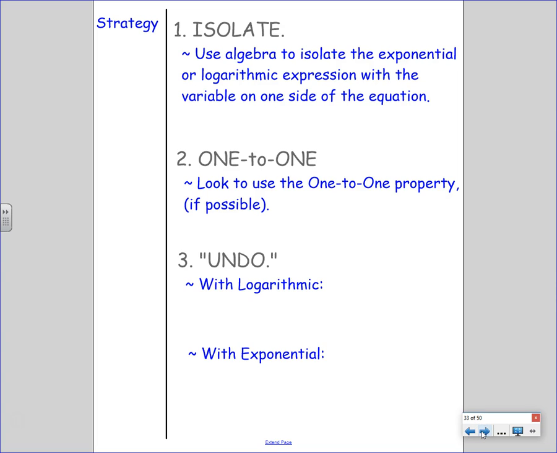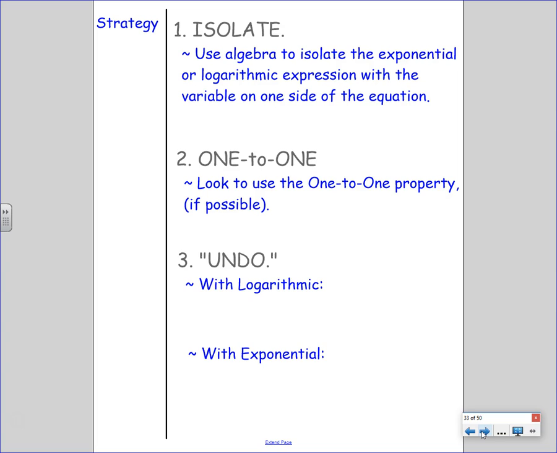Let's write down a couple more strategies besides the one-to-one property and the inverse property. The first strategy is if there's extra stuff beyond the exponential and or log, try to get the exponential and or log by itself. Ultimately, you're trying to get x by itself, but first, if there's lots of extra stuff, get the exponential or the log by itself. Isolate it.